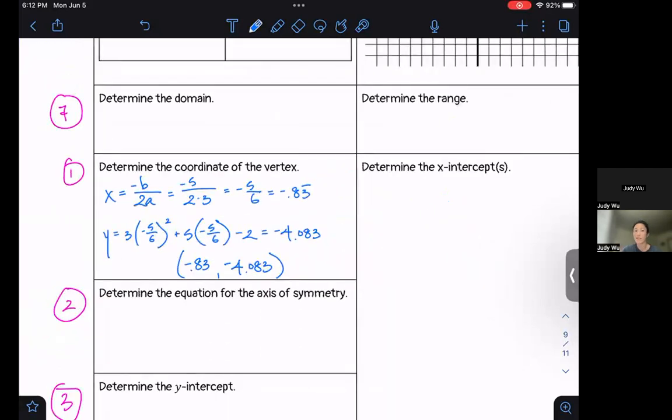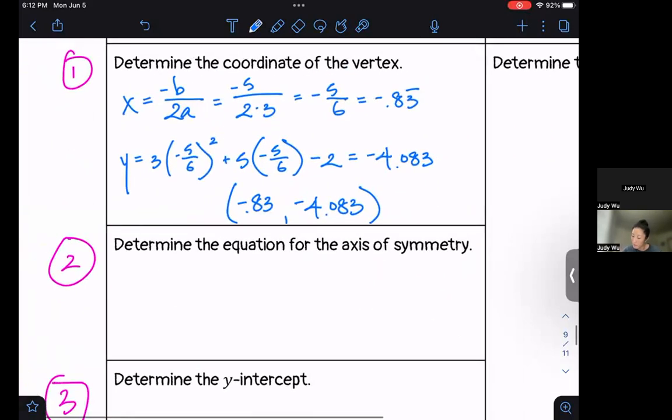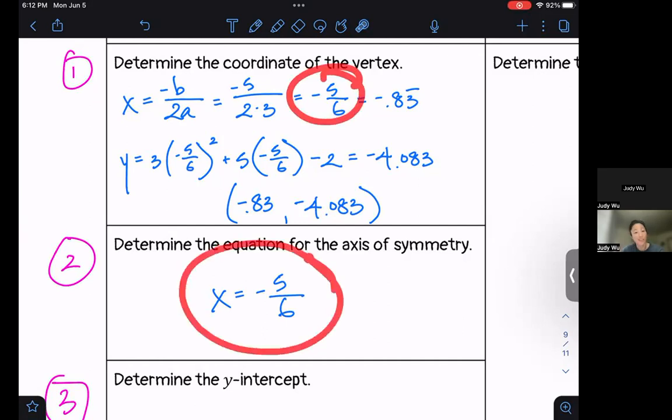So I found the vertex, but it's not a nice number, so I'm not going to put it on the graph yet. But as ugly as these numbers are, I can still determine the equation for the axis of symmetry, because it's always going to be x equals whatever the x-coordinate of the vertex is. So even though the number is ugly, it doesn't change the concept here.